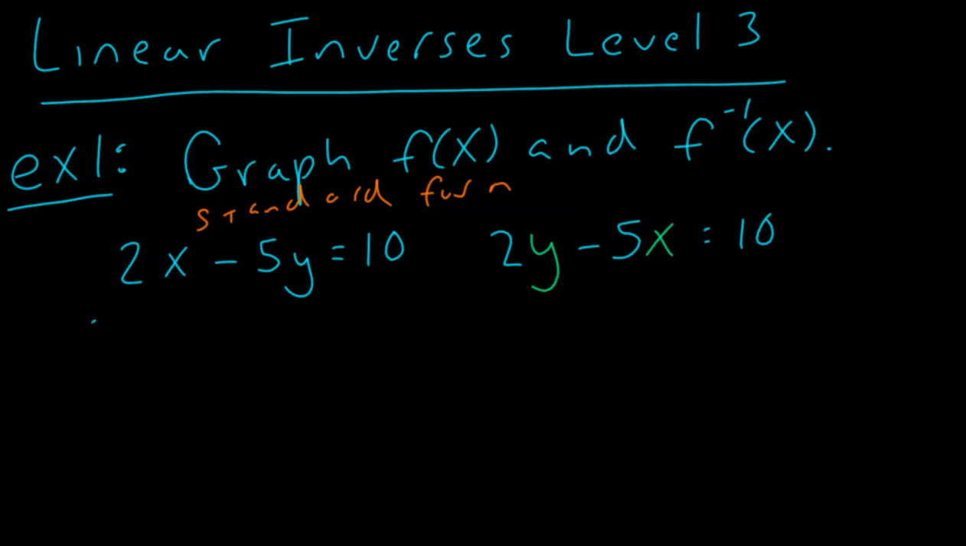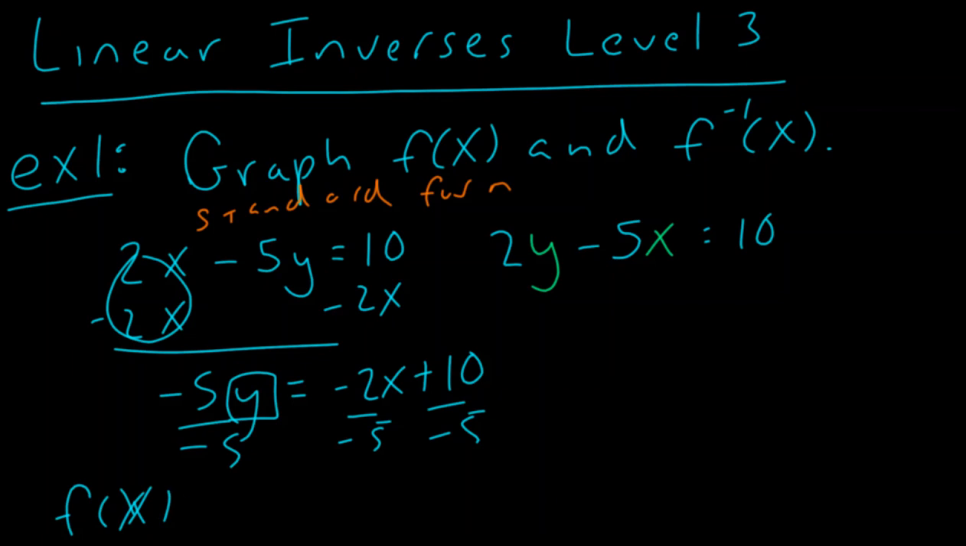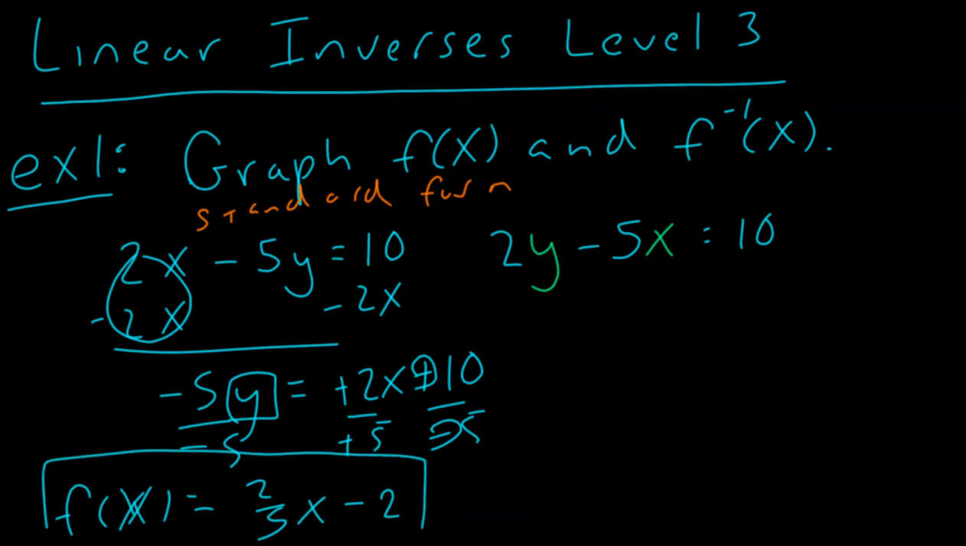I start by subtracting 2x from both sides. That goes away. I have negative 5y is equal to, let's just say negative 2x plus 10. And of course I divide everything by negative 5. And we'll get our original f of x, because note, this is f of x, it's just y. F of x is equal to, a negative divided by negative is a positive, 2 over 5x. And a positive divided by negative is a negative, 10 divided by 5 is 2.